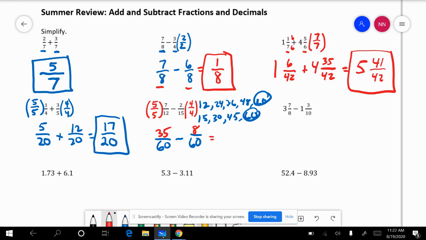So when I subtract, remember the denominator stays the same. 35 minus 8 is 27.